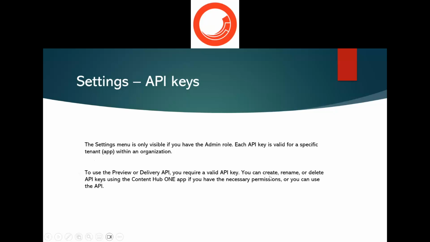Now we can create, rename or delete API keys using the content of one application. What it says here is preview and delivery API key. As we see here, preview and publish state. Whenever we have anything in the draft state, that is in the preview, and whenever it is published, that is in the delivery API. So these two are different endpoints where you can consume the draft content, and also the published content.